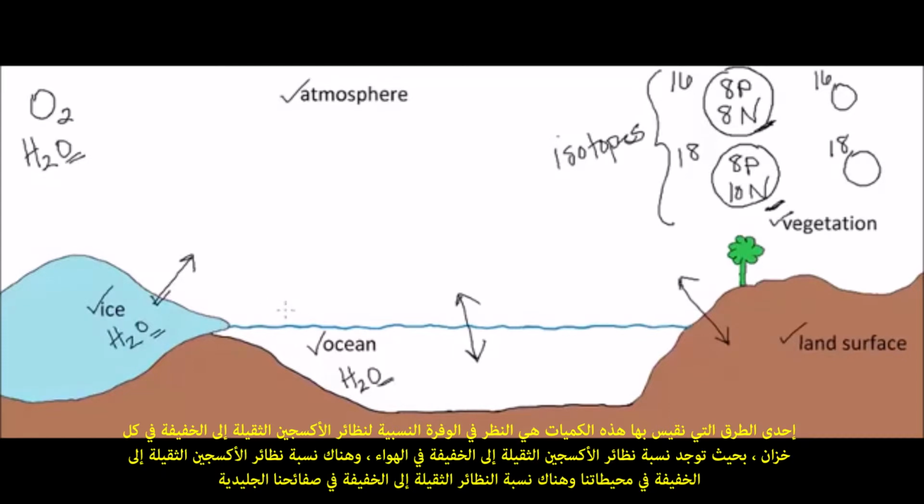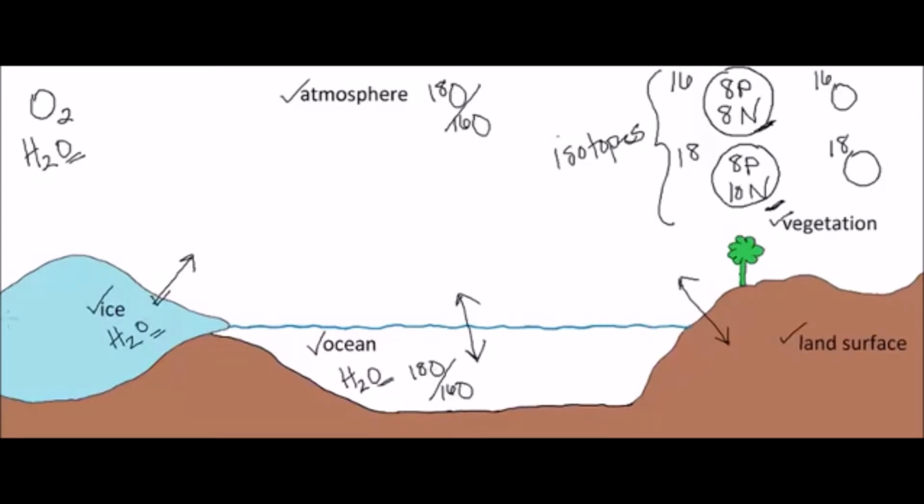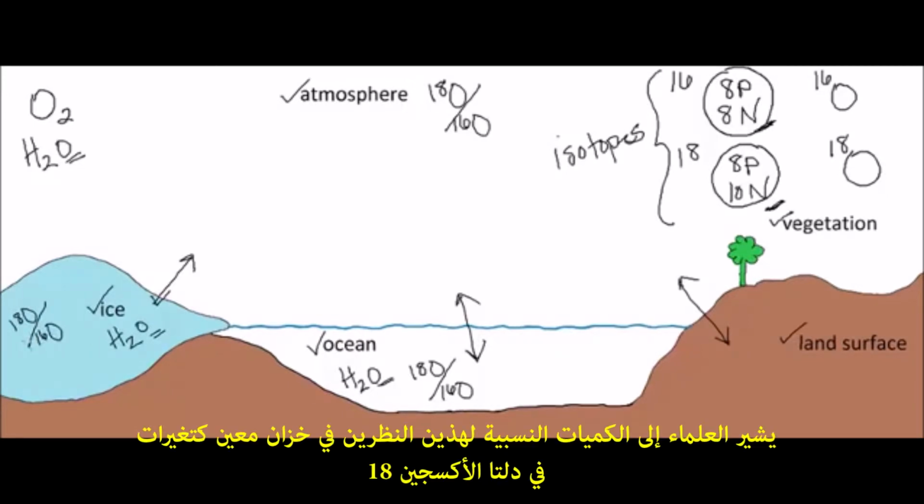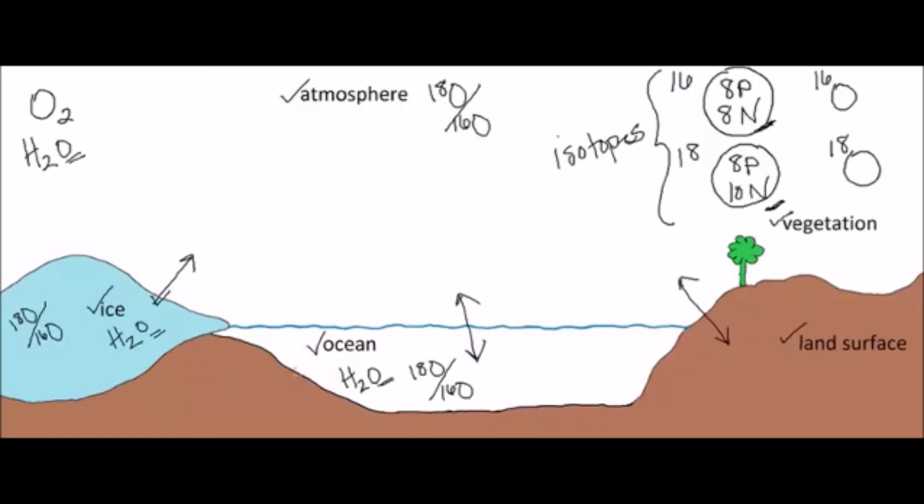One way we quantify these amounts is by looking at the relative abundance of heavy to light oxygen isotopes in each reservoir. So there's a different heavy to light oxygen isotope ratio in the air. There is a heavy to light oxygen isotope ratio in our oceans, and there is a heavy to light isotope ratio in our ice sheets. Scientists refer to the relative amounts of these two isotopes in a given reservoir as variations in del O18.